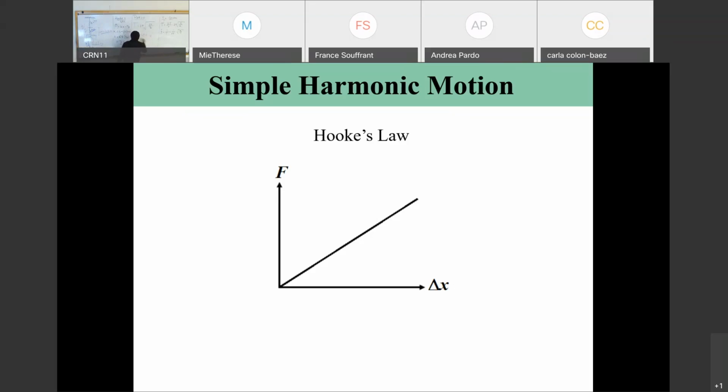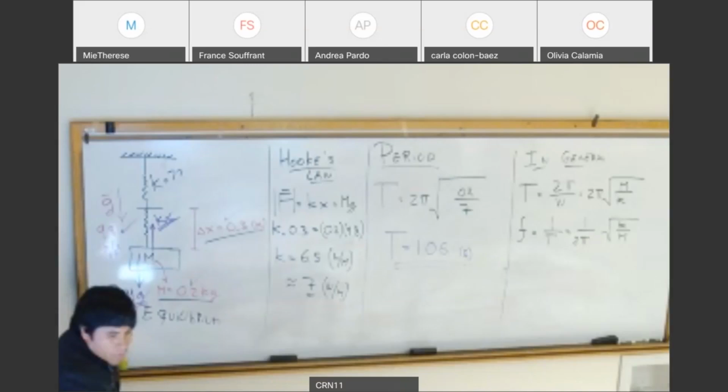Like back and forth, right? That's the period. So that's an application for Hooke's law and simple harmonic motion. All right.